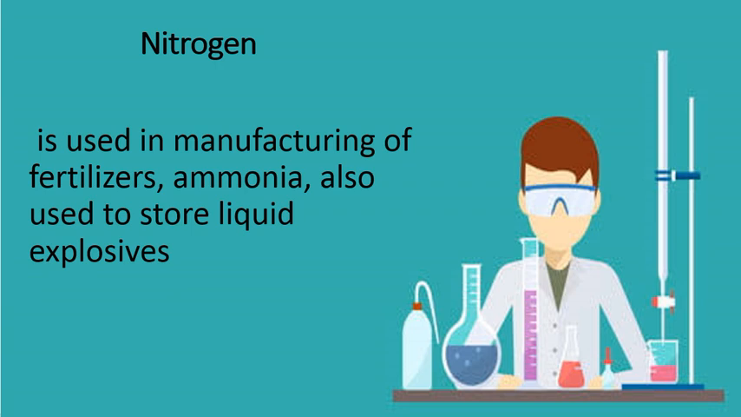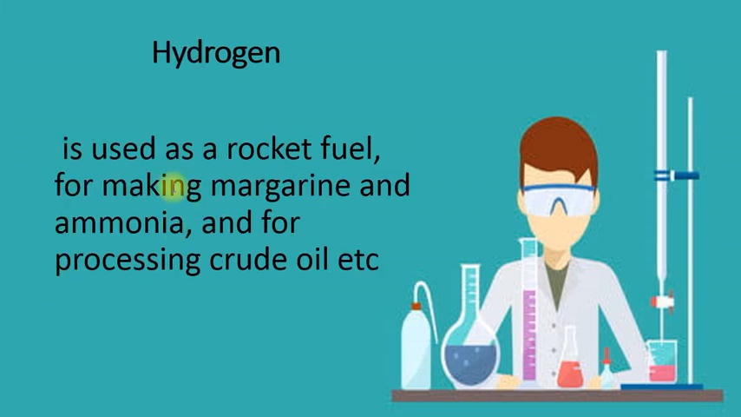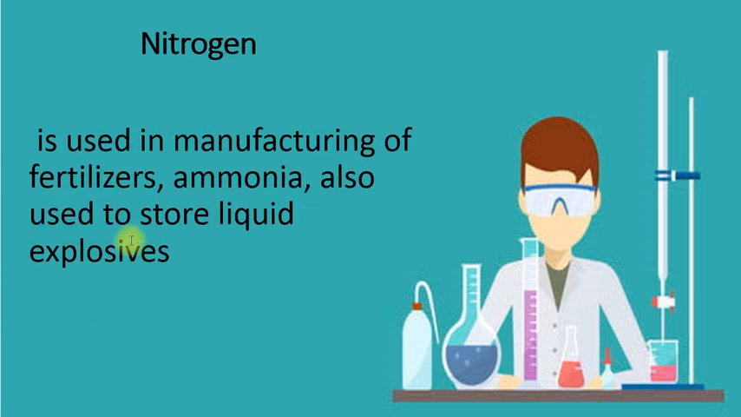As I told you, hydrogen is used in ammonia and nitrogen is also used in ammonia, because ammonia has the formula NH3, so it has both the gases, nitrogen and hydrogen. So don't be confused that nitrogen is used in ammonia and hydrogen is also used in ammonia, because ammonia is made up of these two types of gases.